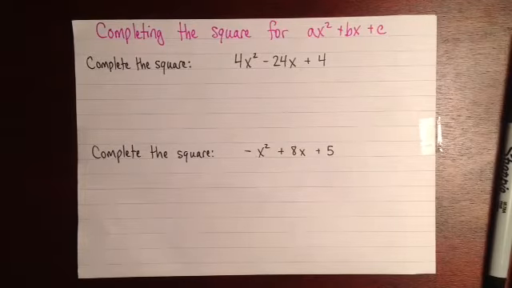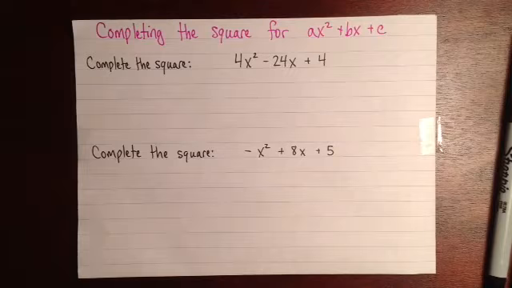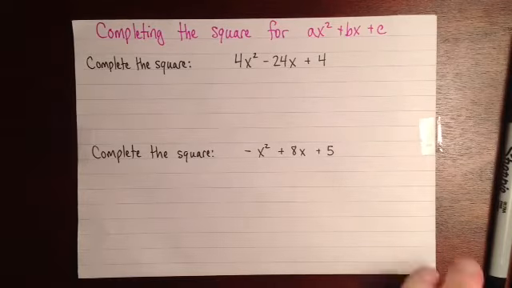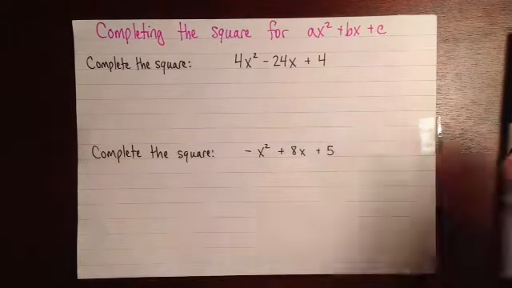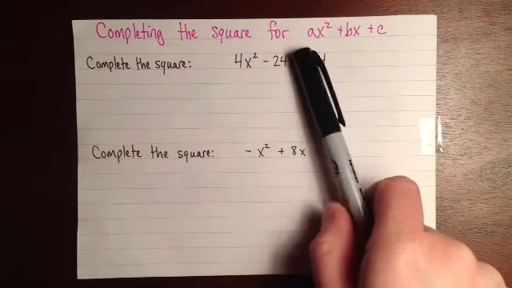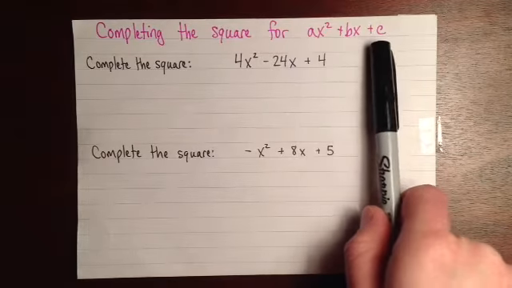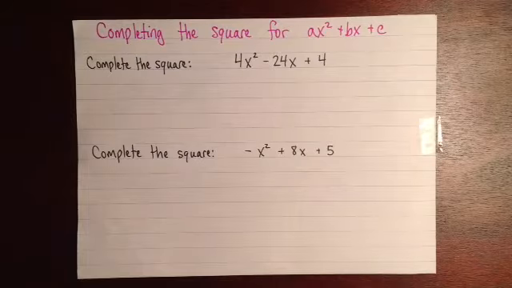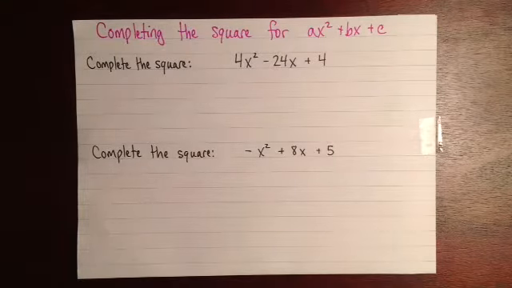Okay, this is the second video on solving quadratic equations by completing the square. And in this video I'm going to show you how to complete the square if you've got a quadratic function where we've got ax squared plus bx plus c, and a is not just 1. So in the first video we did it just with 1 because it's a little bit easier. And here we'll look at what happens when a is something else.